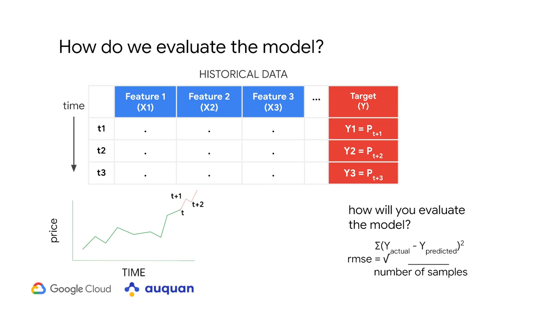Well, to do that, we have some time-tested measures such as RMSE, or root mean squared error, which is the square root of the sum of the squared differences between predicted and actual values divided by the number of samples. The lower this measure, the better.